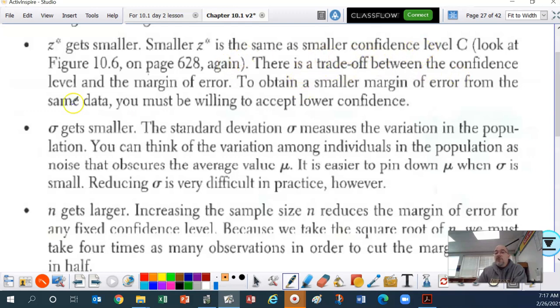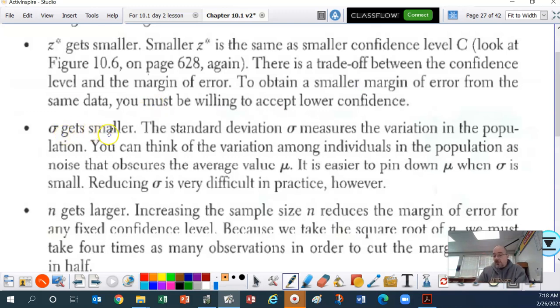There is a trade-off between the confidence level and the margin of error. To obtain a smaller margin of error from the same data, you must be willing to accept lower confidence. Smaller confidence brings it in. You're more likely to miss the mean in your confidence interval because it shrinks it.